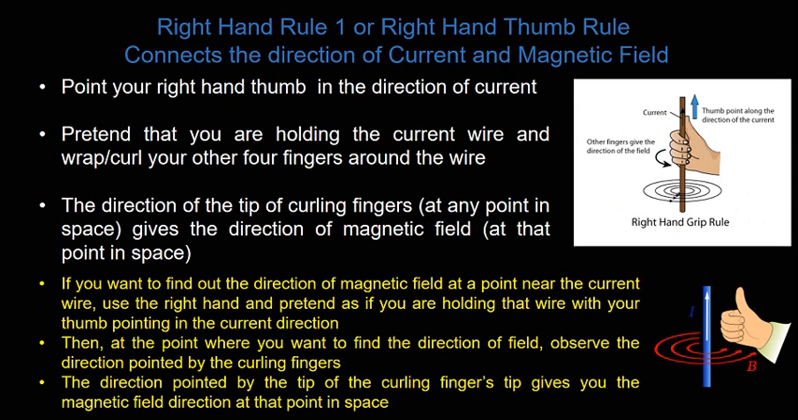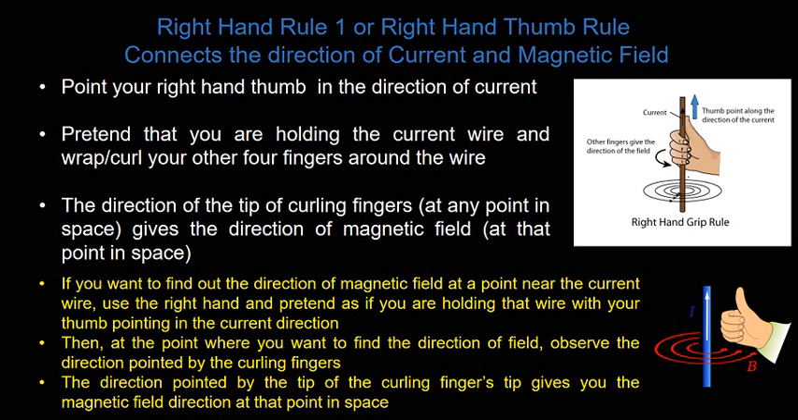Now, having known that Earth produces a magnetic field, permanent magnets produce magnetic fields, and current wires produce magnetic fields, we're going to talk about how to find the direction of the magnetic fields produced by currents. In the picture on top, we are using something called the right hand rule type 1, or the right hand thumb rule, to find the direction of magnetic field lines around a straight current carrying wire.